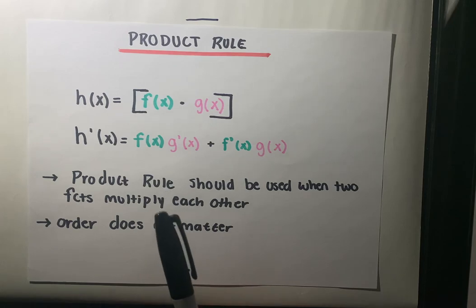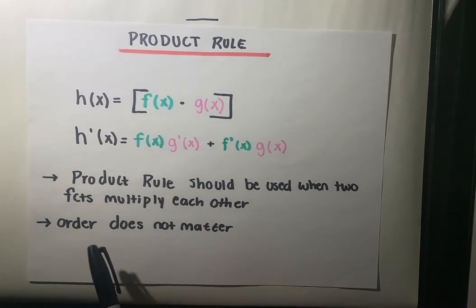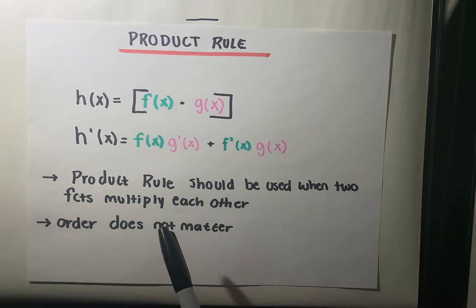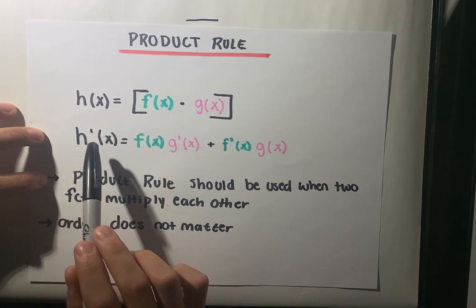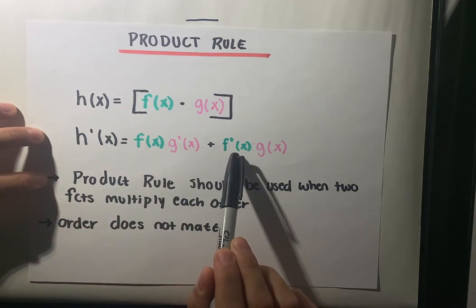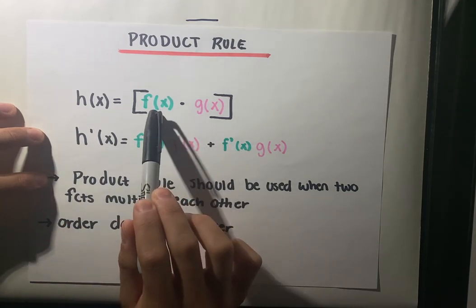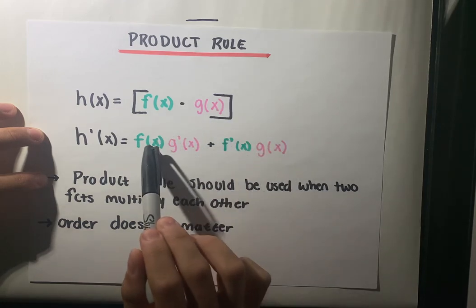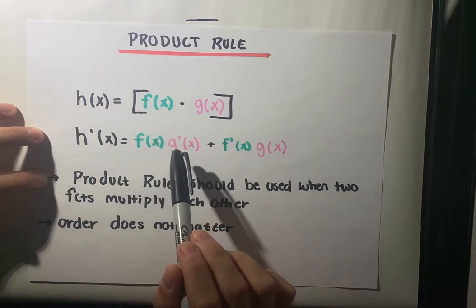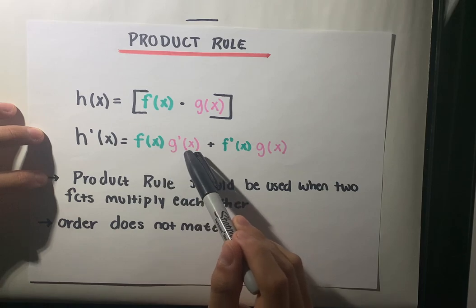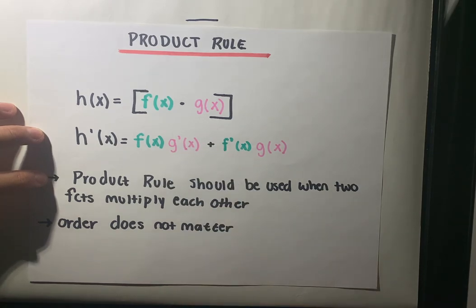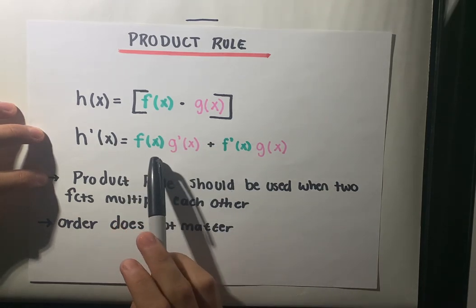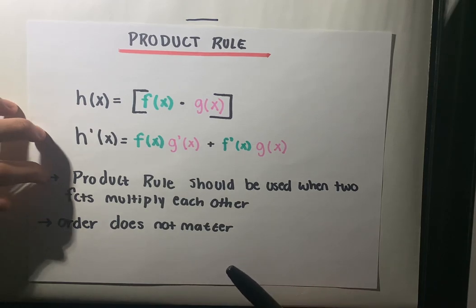So just remember that. The next thing is that the order does not matter. Meaning that when you do the derivative, you can do the derivative of the first multiplied by the original second, or you can do the original first multiplied by the derivative of the second. It doesn't really matter. All that matters is that you get the derivatives correct.